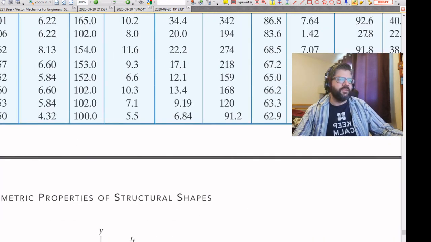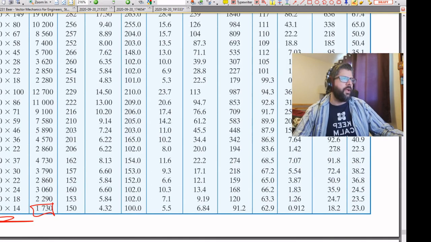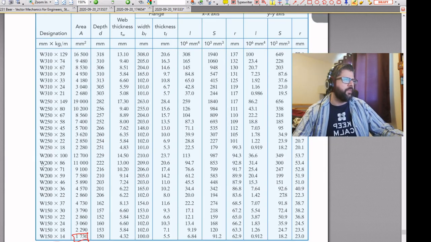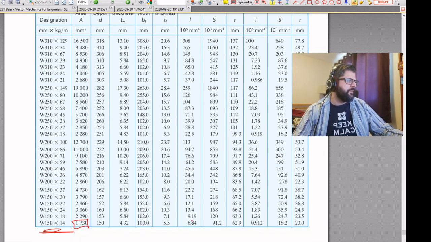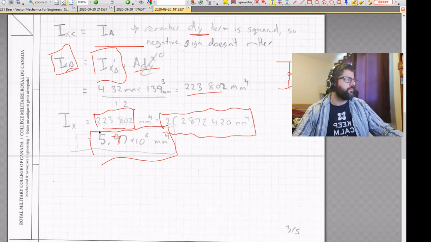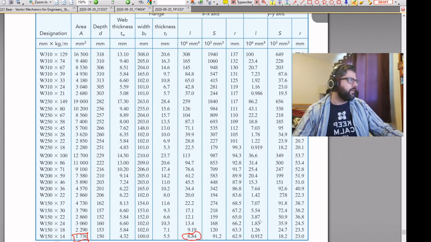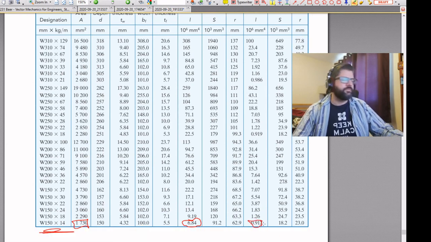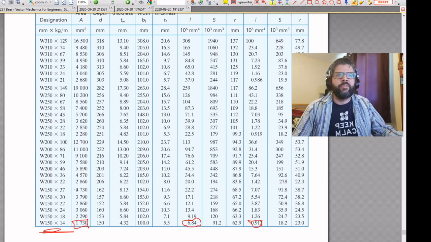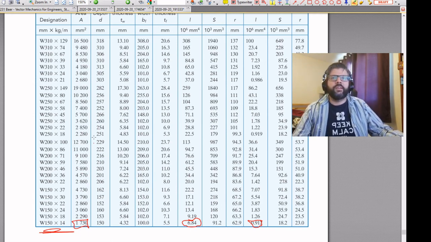So I think we had 1700 millimeters squared for the area. The I that we calculated, they've got 6.84 times 10 to the 6 millimeters to the fourth. We had slightly less than that. Same idea for the I, it is on the same order as well. So slight differences, but it looks like it's roughly matching. So yeah, and that's how you do those ones.